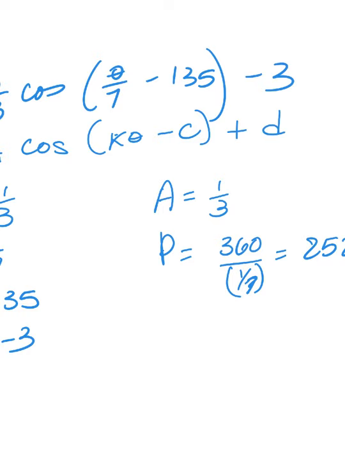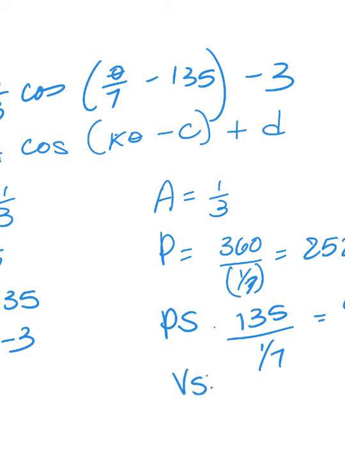All right, so then we have phase shift, and phase shift is negative C over K, so it's 135 over 1/7, and that is 135 times 7 again. It's 945. And your vertical shift is going to be down 3, okay?